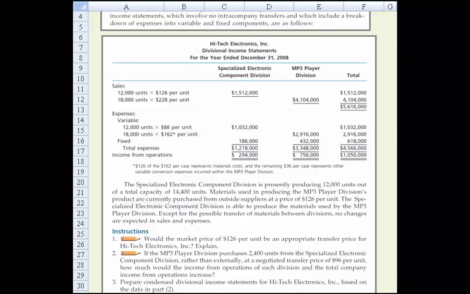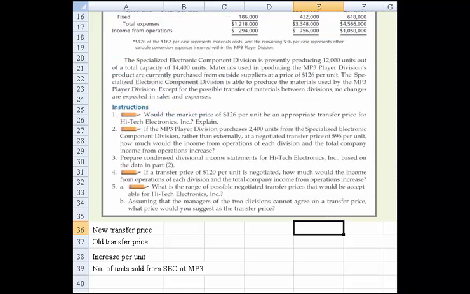Okay, let's take a look at number 2. I'll slide down a little bit. If the MP3 Player Division purchases 2,400 units from the Specialized Electronics Components Division rather than purchasing them externally at a negotiated transfer price of $96 per unit, how much would the income from operations of each division and total company income from operations increase? Now I've slid the view a little bit, so I've got some room here to work on number 2. And I've worked this ahead of time just to save some time in producing the demo.